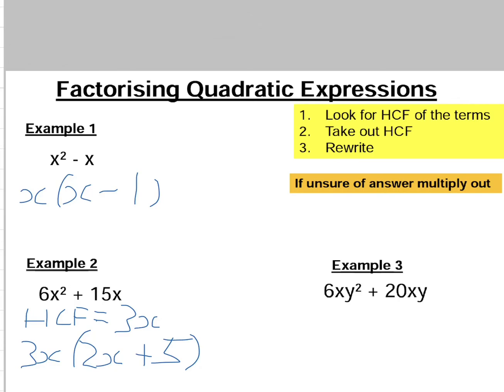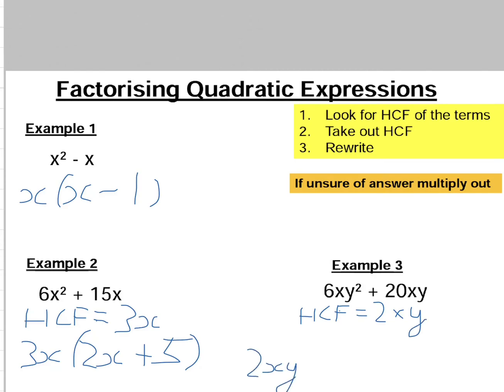Remember, multiply it out in your head to check. 3x times 2x, yes, that's 6x squared. 3x times 5, yeah, that's 15x. Now finally here, so highest common factor of 6 and 20, that would be 2. But then there's also an xy. So that'll also come out.